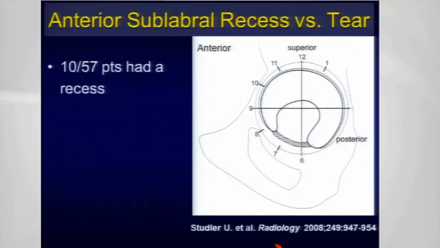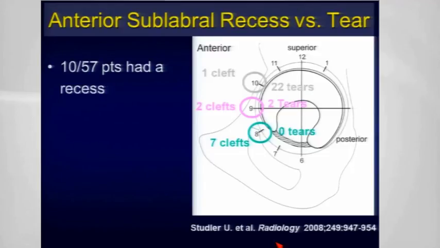In the study by Studler and colleagues, they had 10 patients that had these recesses or sulci. These are the locations. They found 7 at the anterior inferior portion in which they had no tears. As we kind of march up, they had 2 clefts and 2 tears, 1 cleft, and now we're starting to get into a lot of tears, and way up high in the anterior superior portion, 0 clefts and 20 tears. What they found out, there were these recesses or sulci.